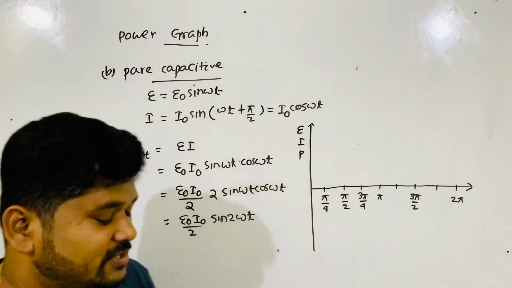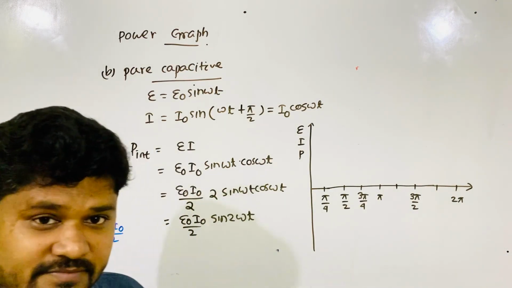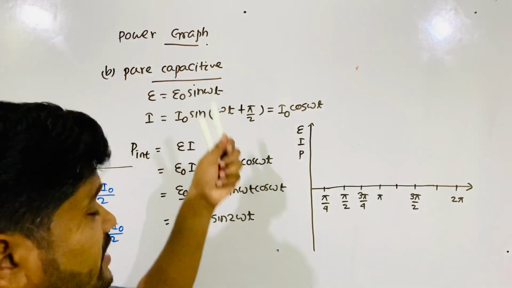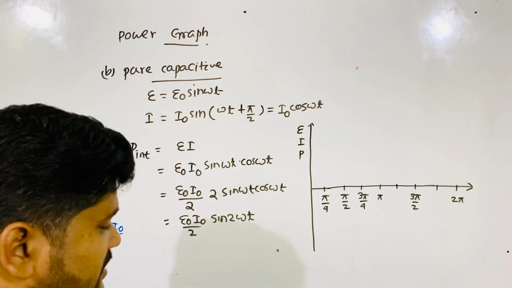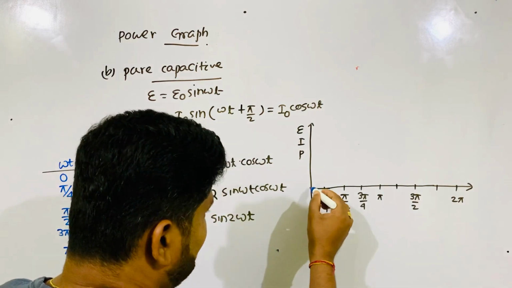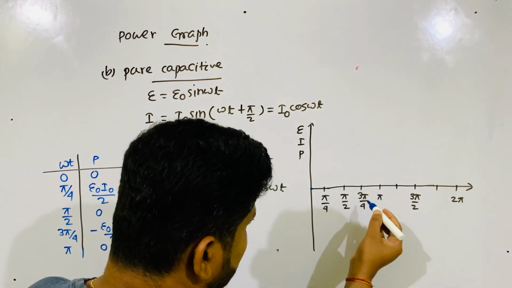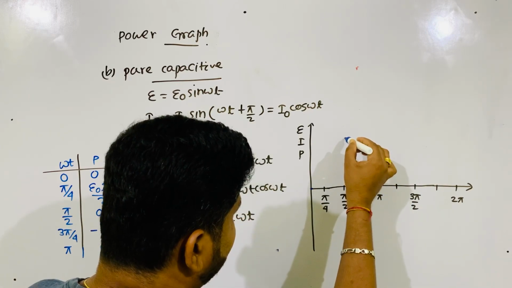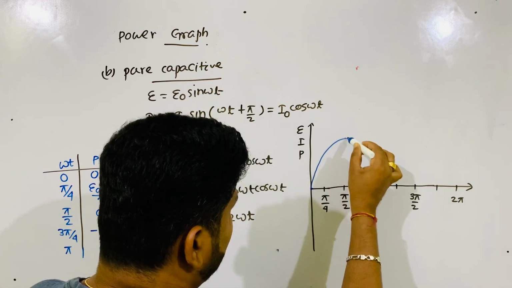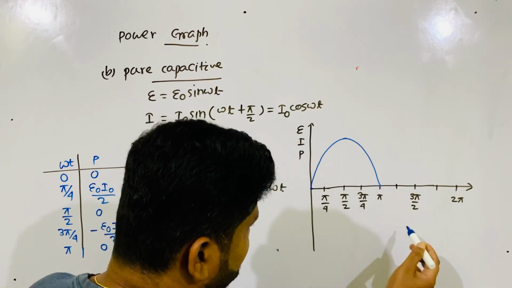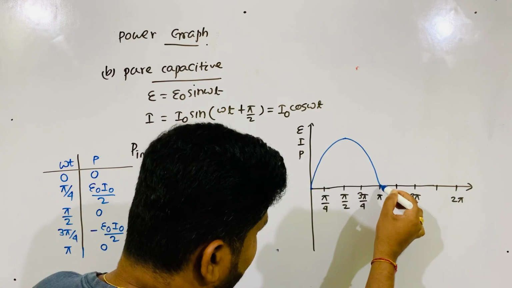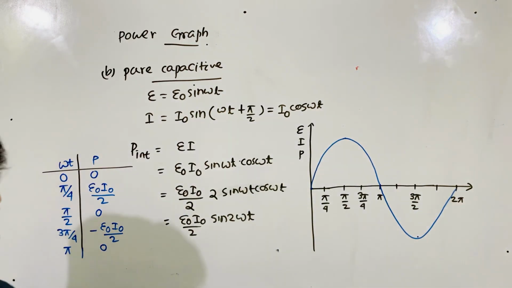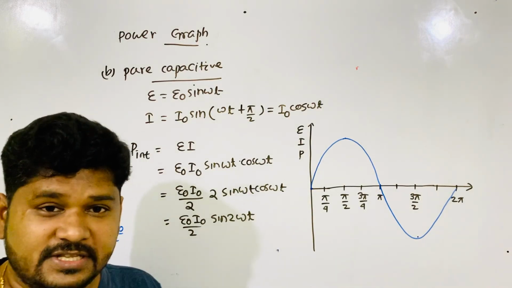So now we will draw EMF. Try to understand, because this is the most important question I am going to do, pure capacitive circuit. So here let's draw the EMF line that passes through pi. Here at pi by 2 it is maximum. So carefully we have to draw the graph and mark the points carefully. 3 pi by 2 is here, maximum in negative. This is the EMF line, because in between many points are coming on this axis.